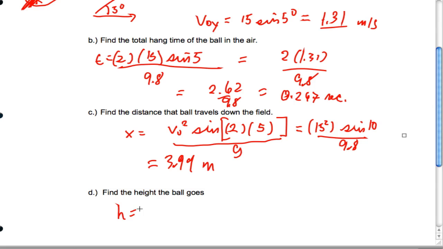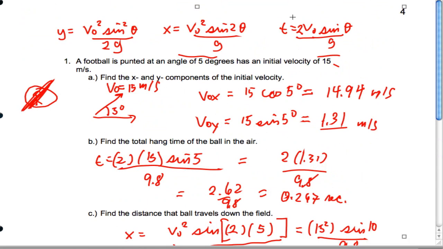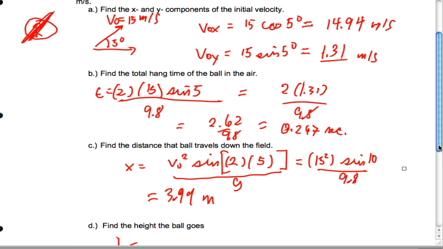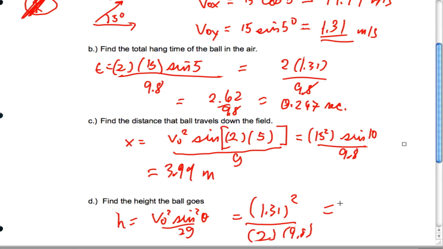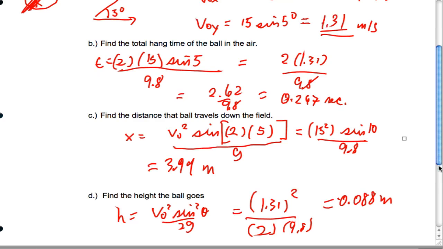Now let's get the height. I'm going to call it h, but I'm going to use the y formula, which is this one right here. That's v naught squared sine squared theta over 2g. Of course, v naught sine theta is what we got here. So that's 1.31 quantity squared divided by 2 times 9.8. You have to be careful how you put these things in your calculator. You end up getting 0.088 meters, so about 8 centimeters high. That makes sense given the angle it was fired at. So that's the answer to that problem.